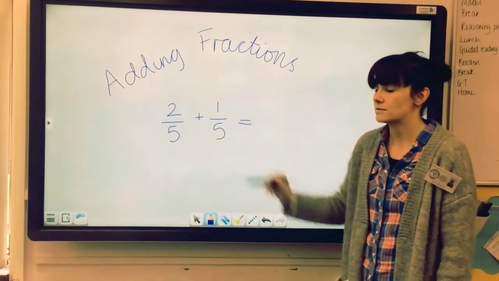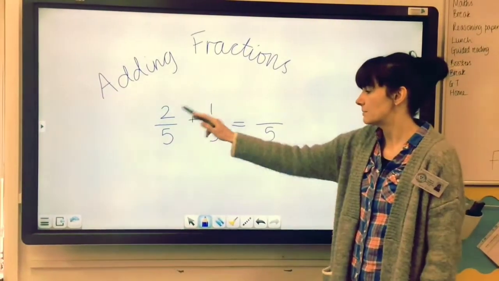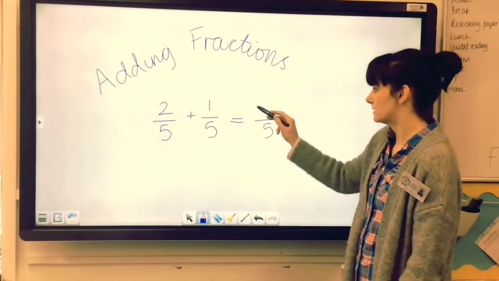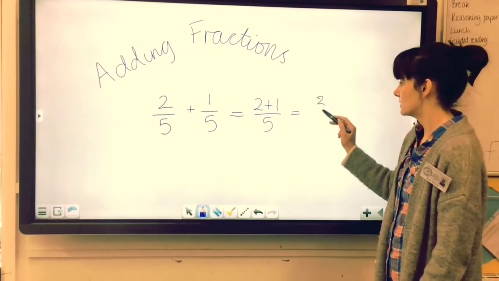So because the denominator is the same, that remains the same. And then we simply add the two numerators. So that becomes 2, add 1 on the top, which is 3/5.